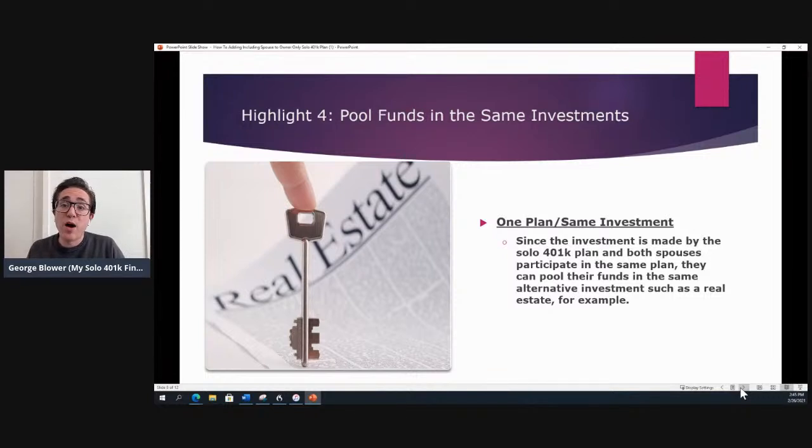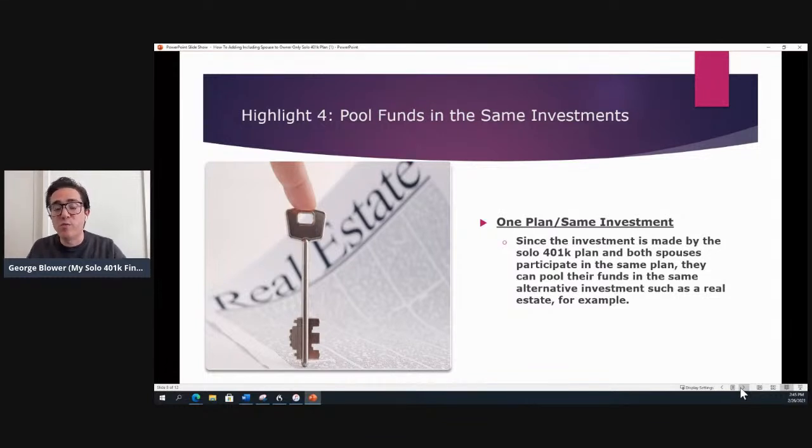So the property needs to be purchased in the name of the plan. So there's just one plan, right? One plan, one business, one fee, but different accounts, different participants. So the title to the property would be taken in the name of the plan. On the title, you don't show who owns what percentage within the plan. That's handled at the plan level.